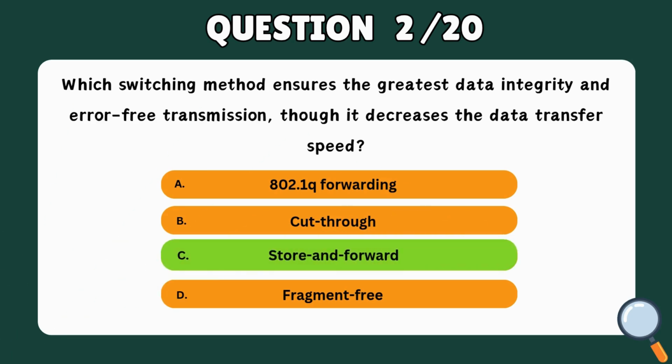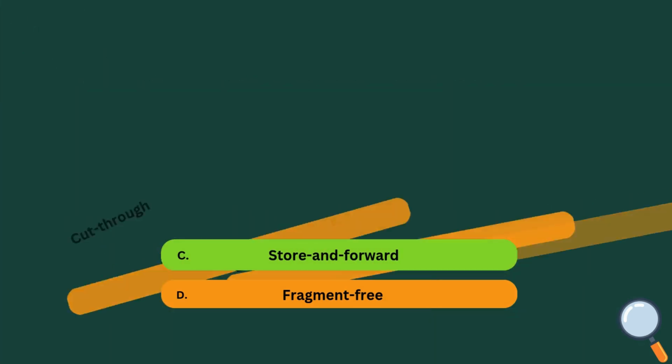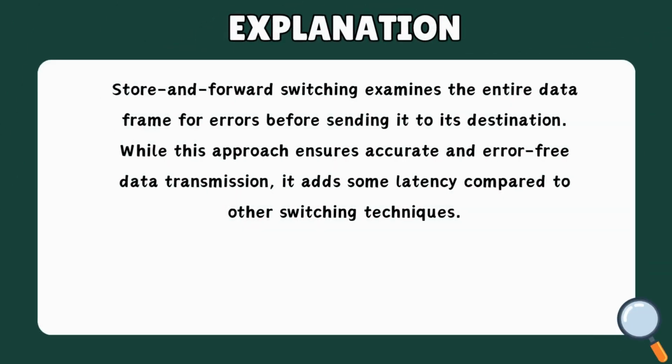Correct answer, C. Store and forward. Store and forward switching examines the entire data frame for errors before sending it to its destination. While this approach ensures accurate and error-free data transmission, it adds some latency compared to other switching techniques.